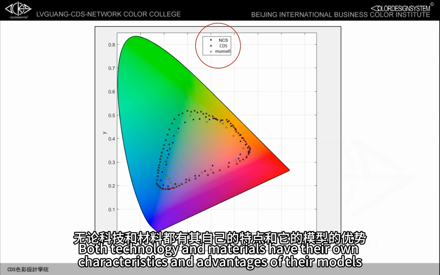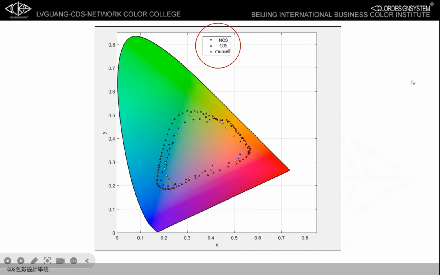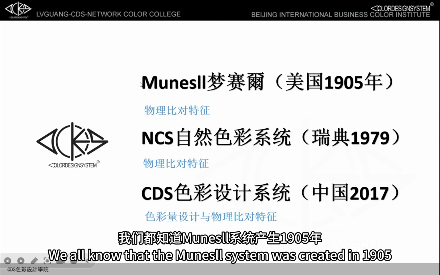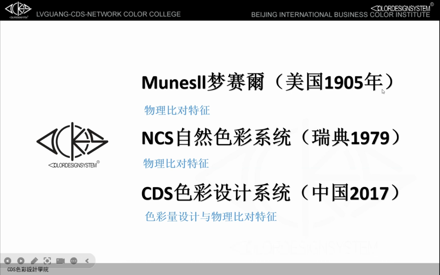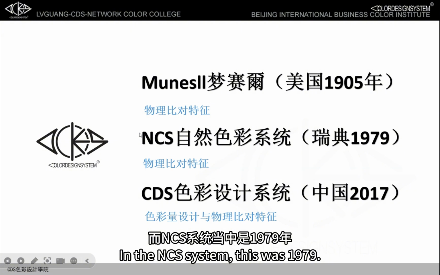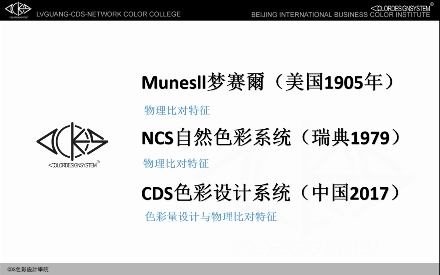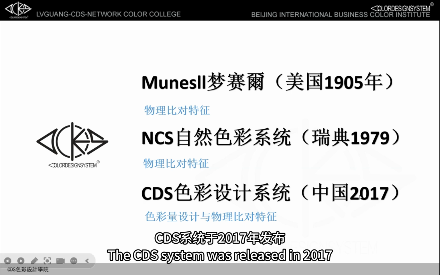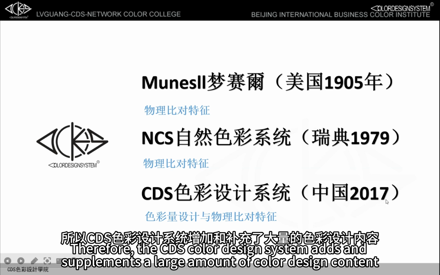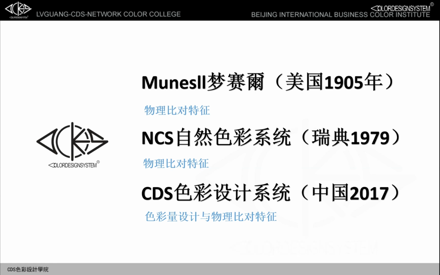Both technology and materials have their own characteristics and advantages of their models. We all know that the Munsell system was created in 1905. In the NCS system, this was 1979. The CDS system was released in 2017. Therefore, the CDS color design system adds and supplements a large amount of color design content. And we added a bunch of these.